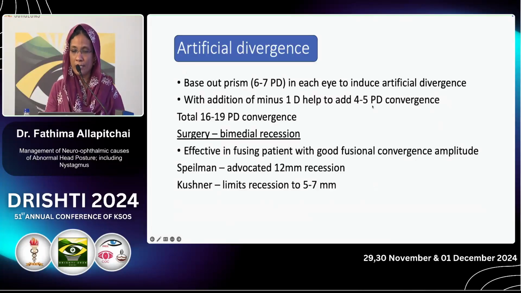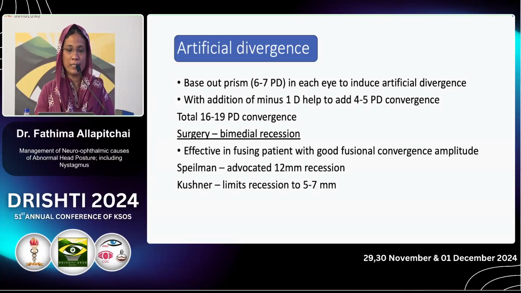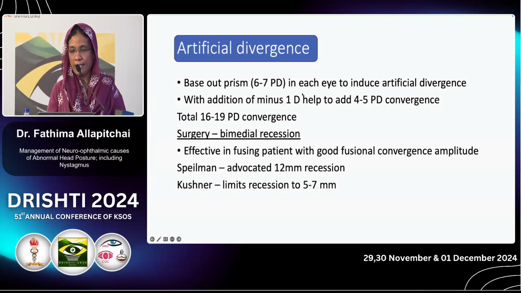So what is artificial divergence? It is inducing divergence artificially by providing base-out prism in each eye, like 6 to 7 prism diopters, and also by adding minus lens, so that we induce convergence, so that the eye will be in divergence and still get the convergence effect. The equivalent surgery is bimedial recession. It is effective in fusing patients. The recession would be 5 to 7 millimeter at least.